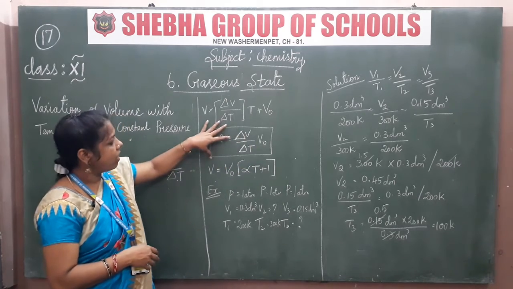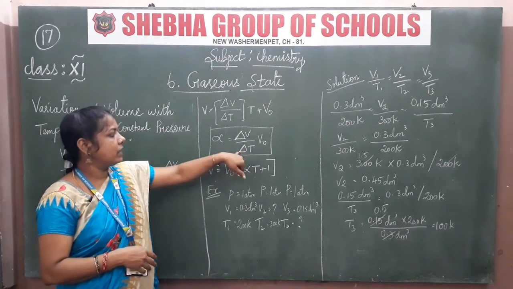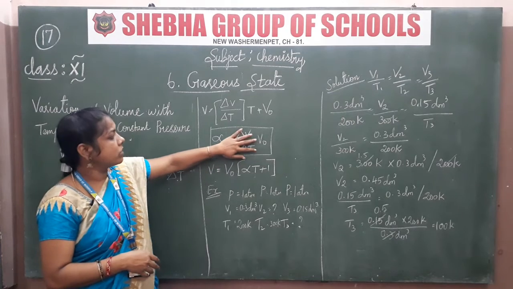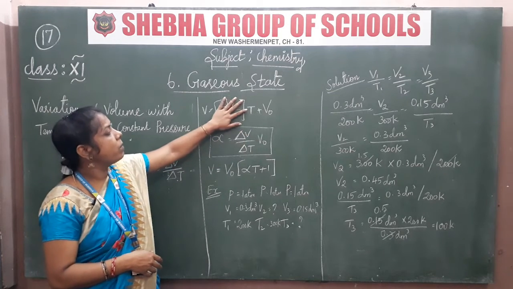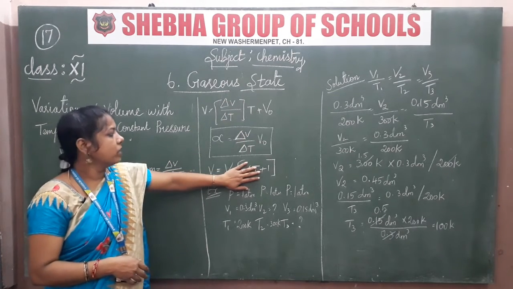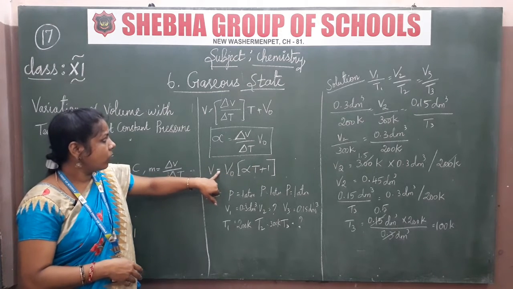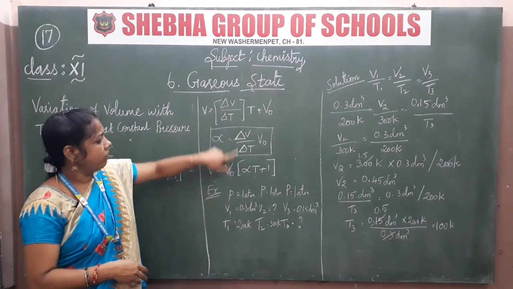So the alpha value, delta V by delta T V naught, that is what we considered. Then how can we change and write this formula? So you can write V is equal to V naught.